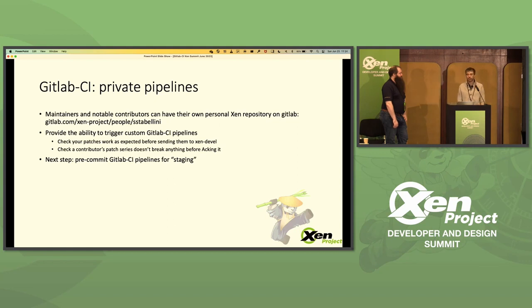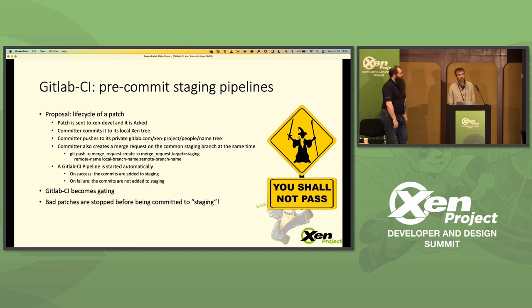Now, the next step is to do this automatically for staging. This is what we talked about yesterday in the design session. We want to block bad patches, bad commits, from even entering staging. This can be done with the merge request scheme, where the committers push to their own private tree, triggering the pipeline, marking it as a merge request, and then if the pipeline succeeds, those patches are automatically committed, I mean, moved to the staging tree on GitLab in a fast-forwarding way. On the other hand, if they fail, the committers get a notification of the failure.